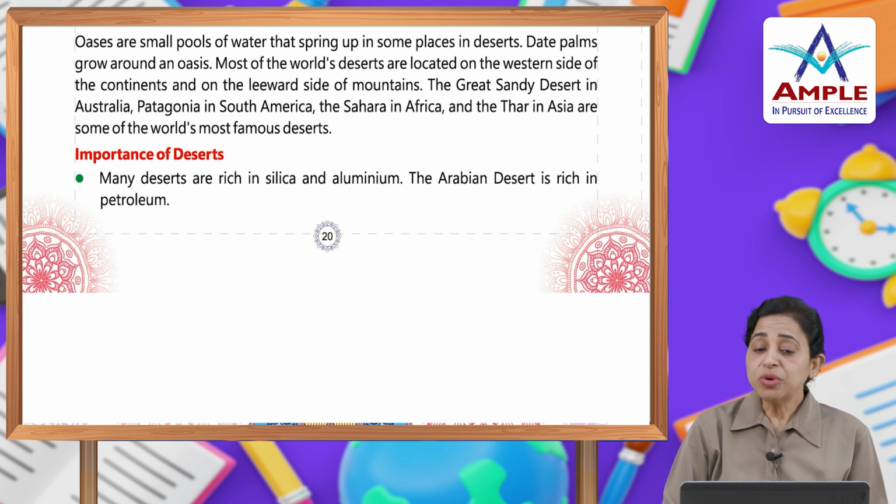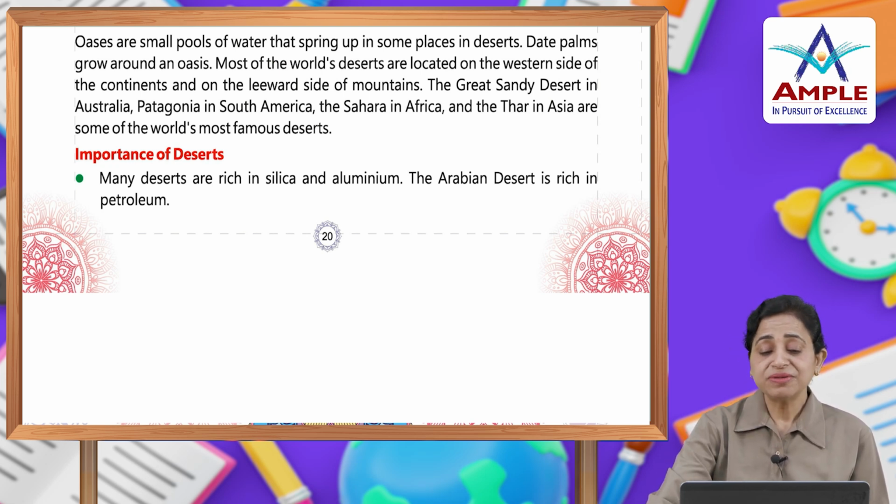oasis. Most of the world's deserts are located on the western side of the continents and on the leeward sides of mountains. The Great Sandy Desert in Australia, Patagonia in South America, the Sahara in Africa and the Thar in Asia are some of the world's most famous deserts.